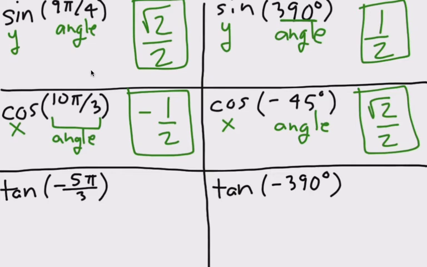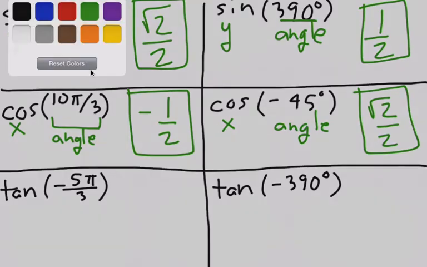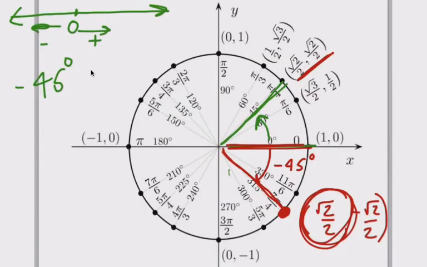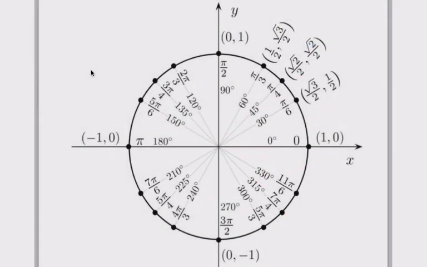And on the final two, I have the tangents here. So tangent of negative 5 pi over 3 means that the angle is negative 5 pi over 3. And then for the tangent, is going to mean do y divided by x. So I'm going to find negative 5 pi over 3. Let's see now, 5 pi over 3, it's right here.